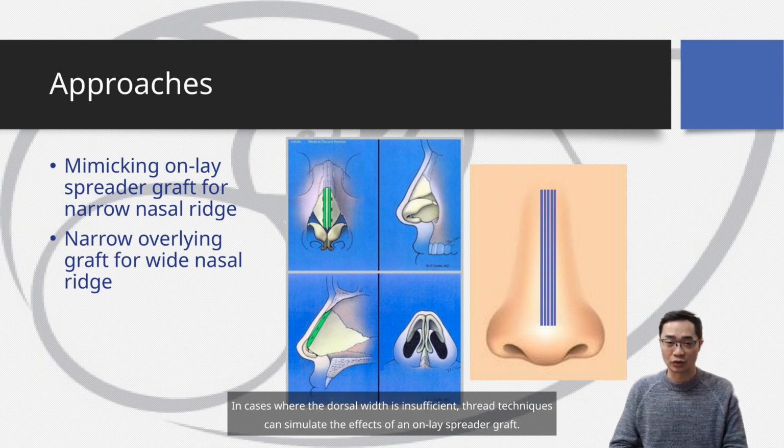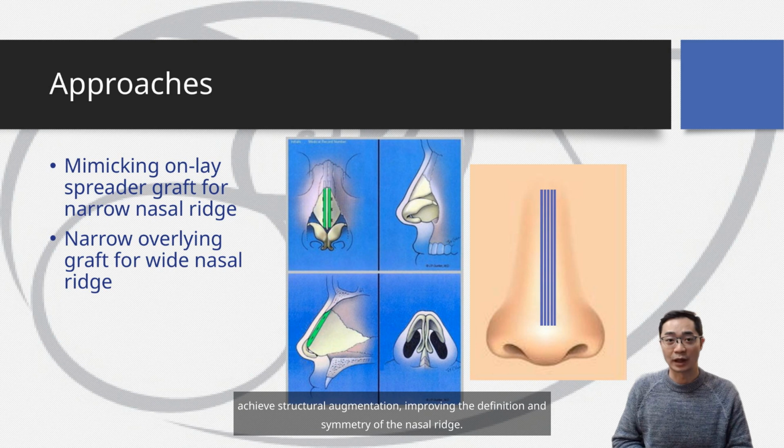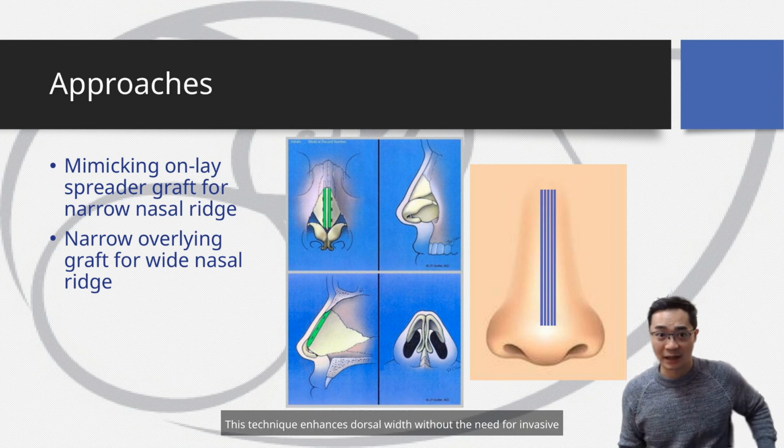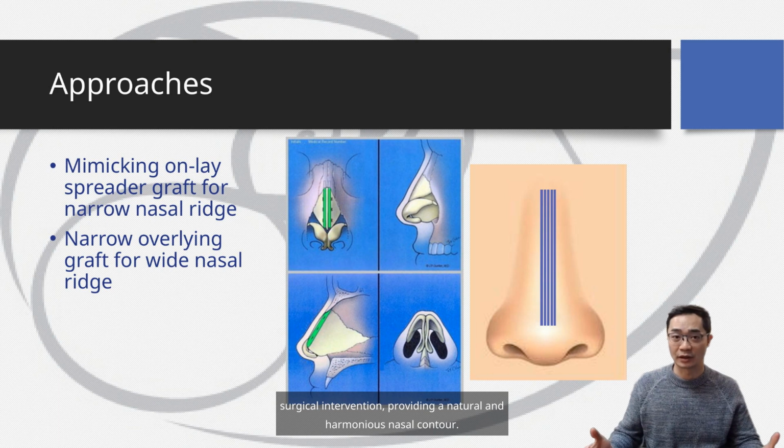In cases where the dorsal width is insufficient, thread techniques can simulate the effects of an onlay spreader graft. By strategically placing threads along the nasal dorsum, we can achieve structural augmentation, improving the definition and symmetry of the nasal ridge. This technique enhances dorsal width without the need for invasive surgical intervention, providing a natural and harmonious nasal contour.